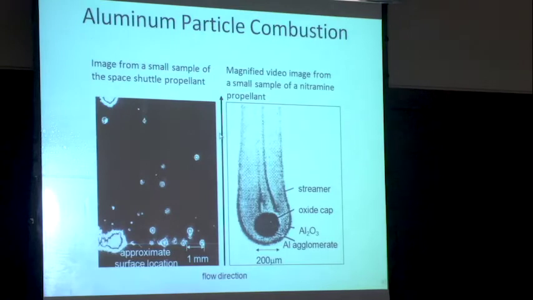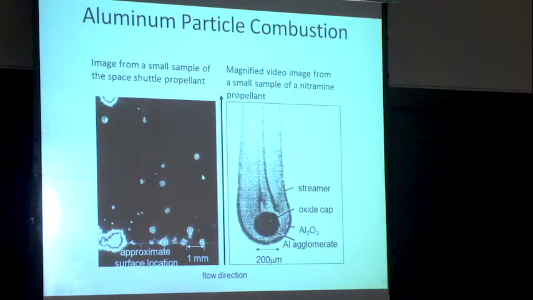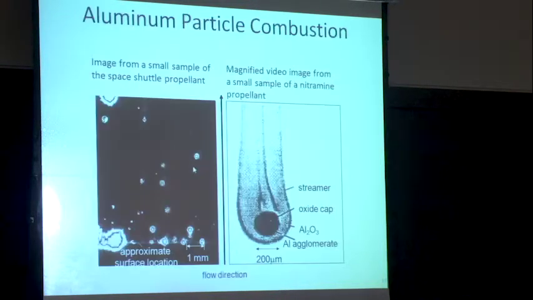I'll show the characteristics of that, you'll see here in a second. But this is basically the shuttle propellant burning. The shuttle propellant, if you remember, was PBAN, the binder, aluminum particles, and AP crystals for the oxidizer. And what I'm showing in this picture on the left, there's a dashed line right at this point right here. This is at an instant in time, this is where the surface was.